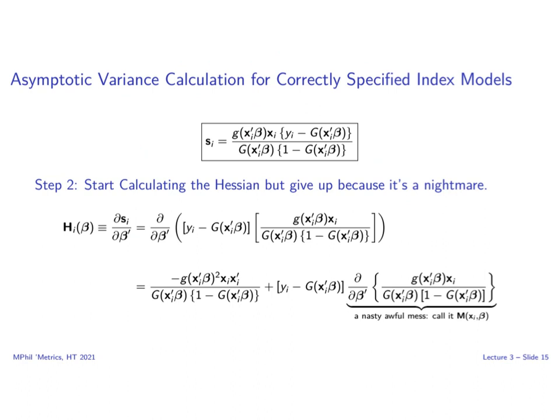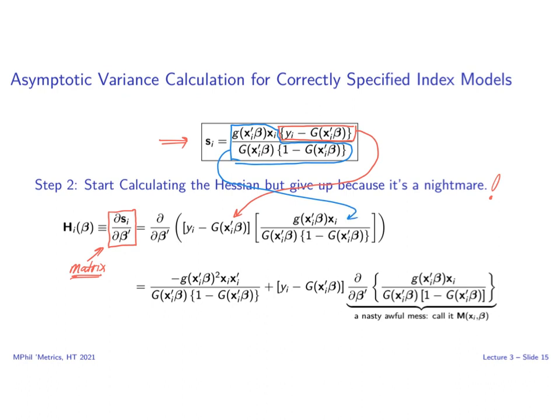Now we'll use the score to try to calculate the Hessian before giving up because it's a total nightmare. The Hessian is defined as the derivative of the score vector with respect to beta prime, so that we obtain a matrix of derivatives. So let's write the score vector from the preceding slide in the following form. I'm going to split off a yi minus g of x prime beta from the rest of the expression, which is to say the fraction little g of x prime beta times x over big G of x prime beta times 1 minus big G of x prime beta.